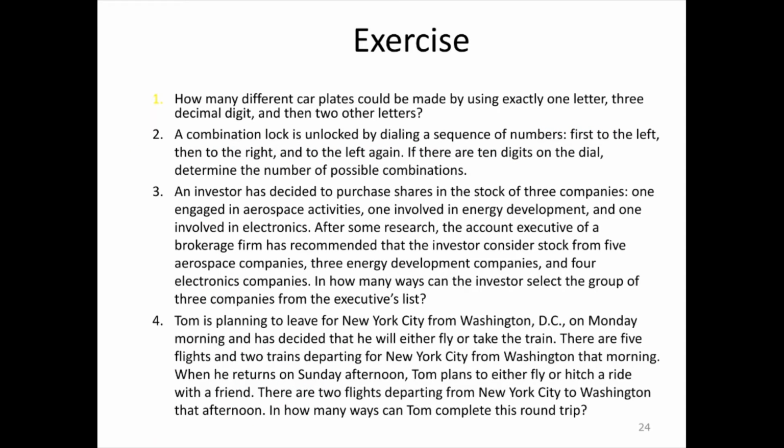Here are several exercises that you can try to solve using the multiplication principle, either for just two tasks or the generalized one. You can pause and try to solve these.